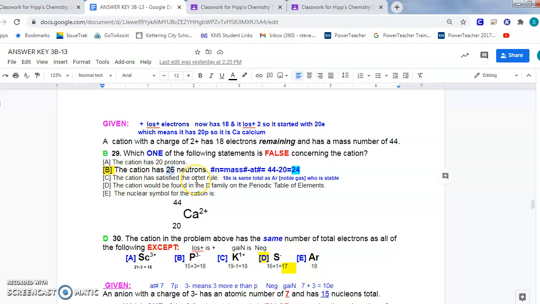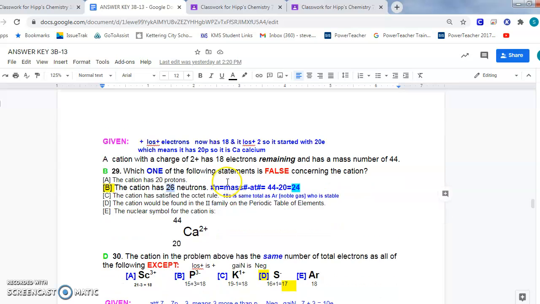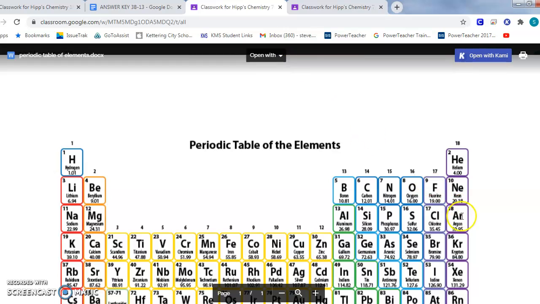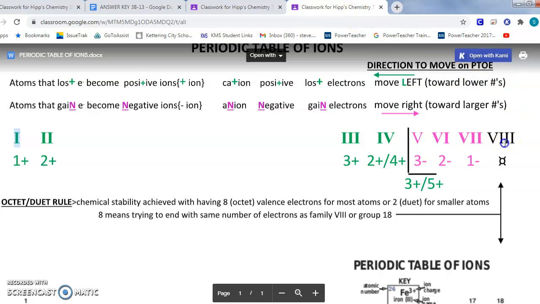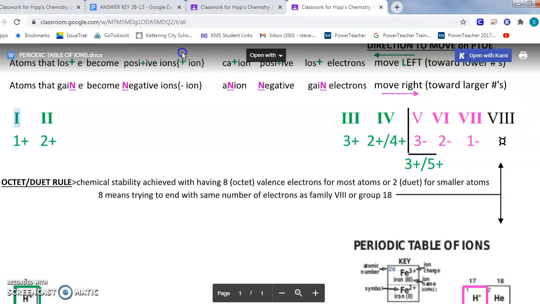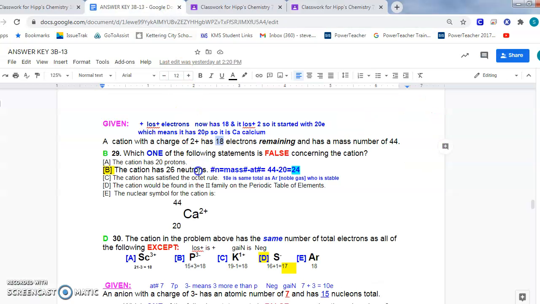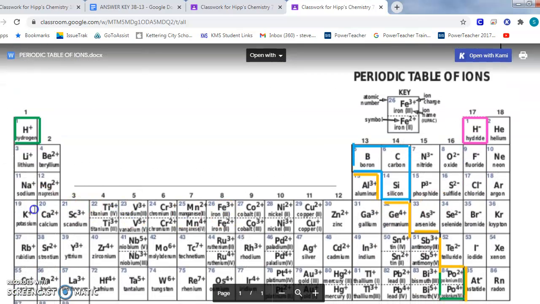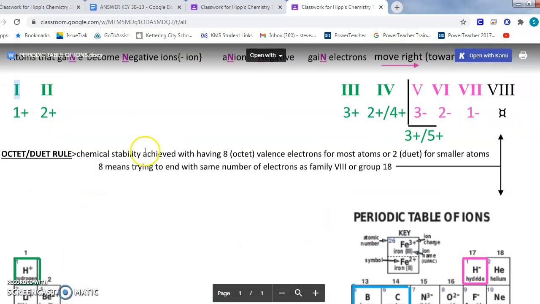The cation satisfied the octet rule. Letter C. Well, it has 18 electrons remaining. If it has 18 electrons remaining, it has the same number of electrons as argon, who's stable. Argon's in family Roman 8. Octet rule has been satisfied. The cation would be in Roman 2. If it's 2 plus, what Roman is it in? We look on this table right here. Here's the 2 plus. It's in Roman 2. Here's calcium right there, number 20, 2 plus, Roman 2.